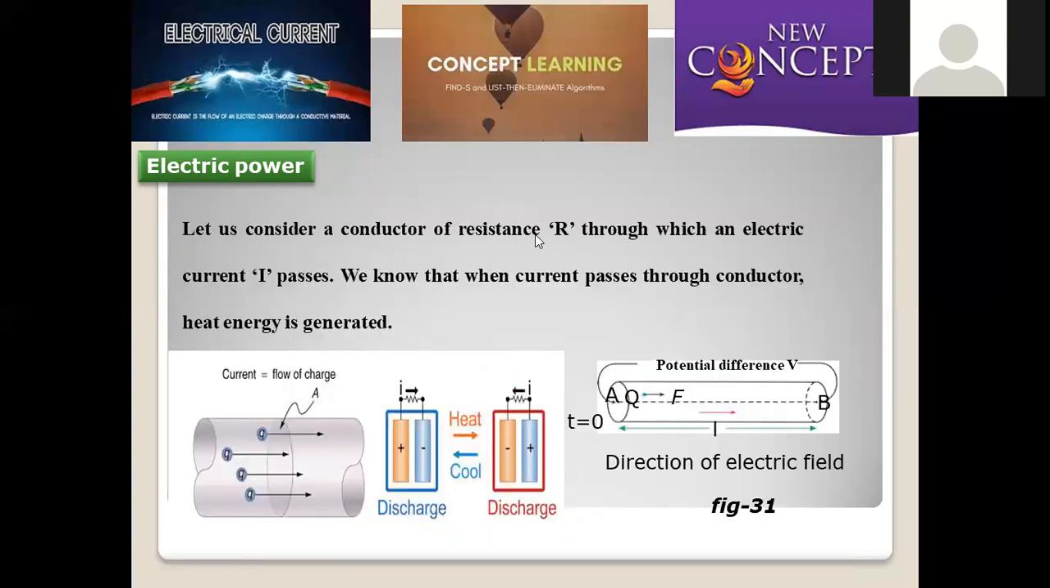Now, let us consider a conductor of resistance R through which an electrical current I is passed. We know that when current passes through the conductor, heat energy is generated. So I'm taking a circuit, and here point A to point B was taken. In between, the potential difference generated will be taken as V. And whenever electricity is passing from one end to another end, there is always a discharge of heat.